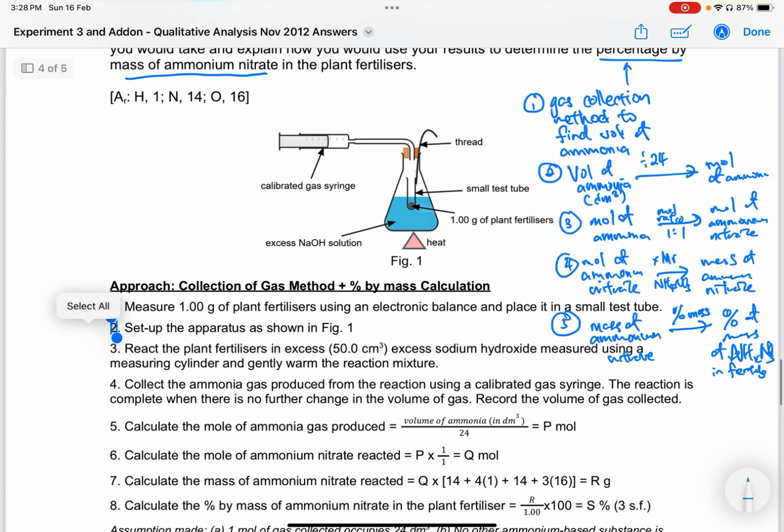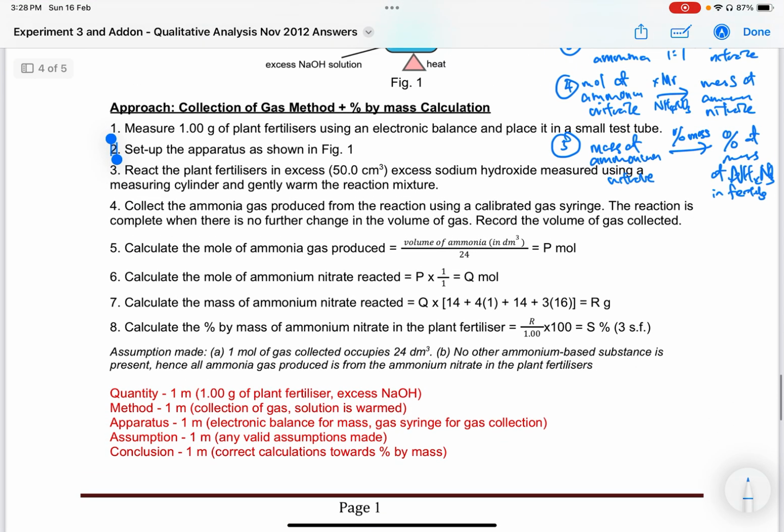Here, I just want to highlight what I am marking, the things I'm looking out for, is always the same. So it's a Q, M, A, C. The first A is apparatus, AP. This one is assumption, AS. So where am I looking at the thing? So 1 gram of plant fertilizer, this is the Q. So I use 1 gram of plant fertilizer. The electronic balance here will be the apparatus.